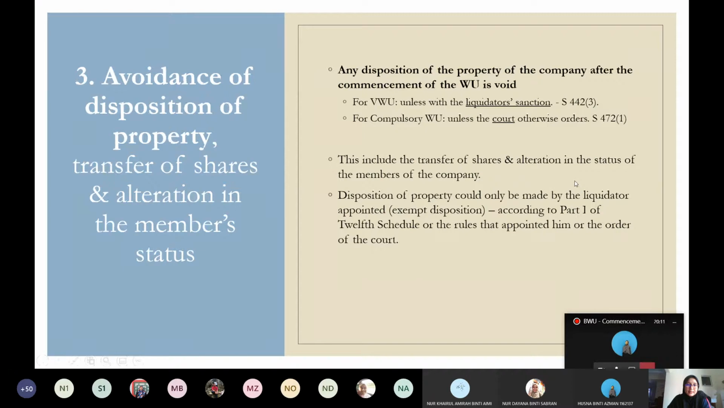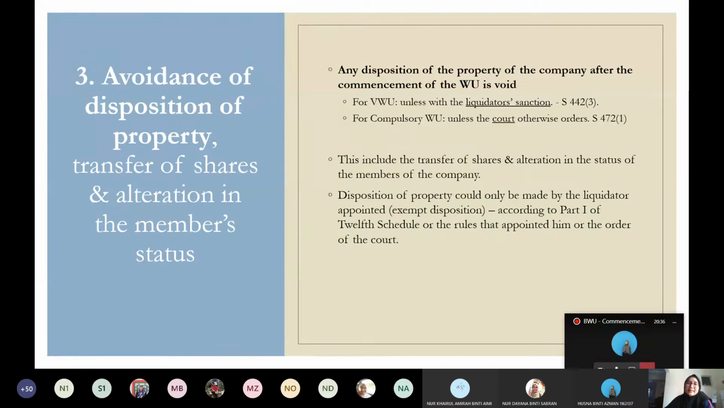Okay, and then the next effect is that any disposition, or any transfer of the property, would be void except in certain situations. General idea is that any disposition of the property, dispose of, jual, transfer, of the property of the company after the commencement of the winding up is void. So that is the general principle.